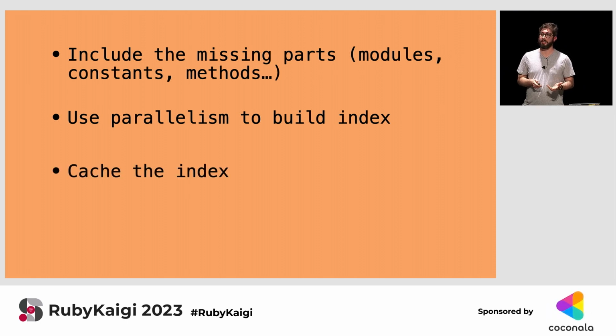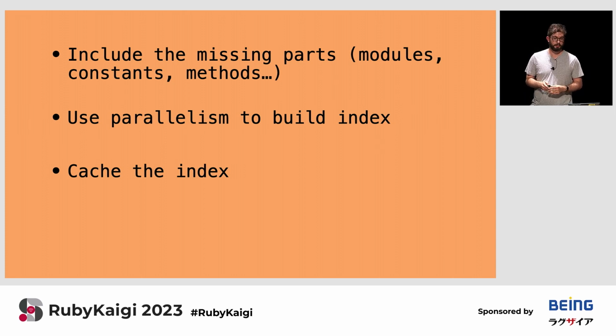We can cache the index so that you don't have to build it from scratch every single time. Otherwise, every time you open the editor, you're going to pay that cost of indexing all of the files again and again. Instead, you can just have a cache and read from the cache and only index the files that have been modified since the last time you opened the editor.